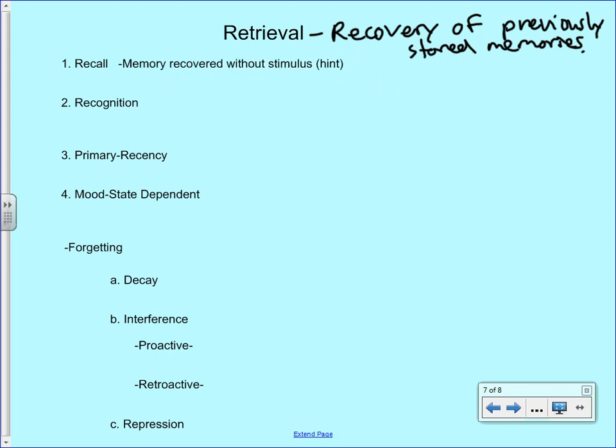So first of all, we have recall. It's memory recovered without a stimulus. When I say stimulus, what I mean is hint. You can retrieve that without having to be prompted. If I asked you, what is my birthday, and you gave me the answer, that'd be an example of recall.